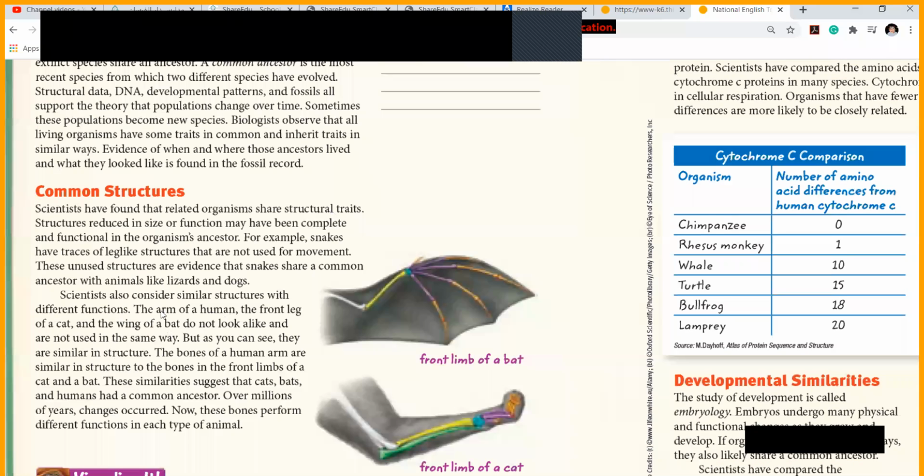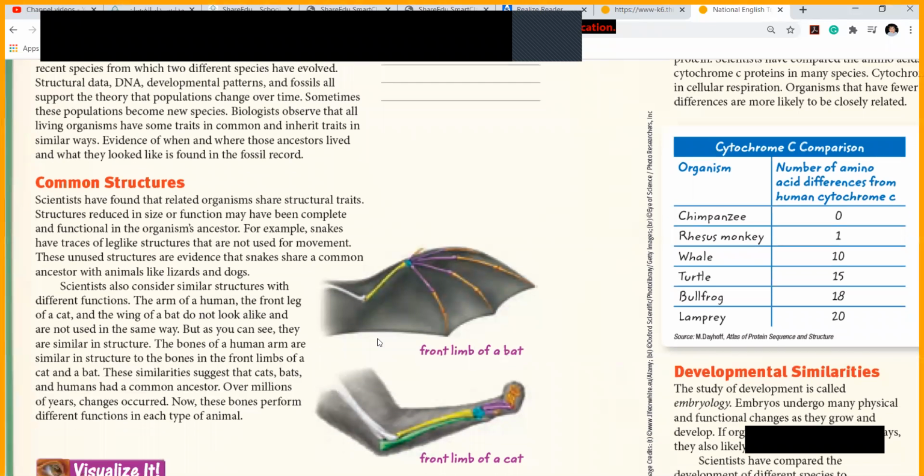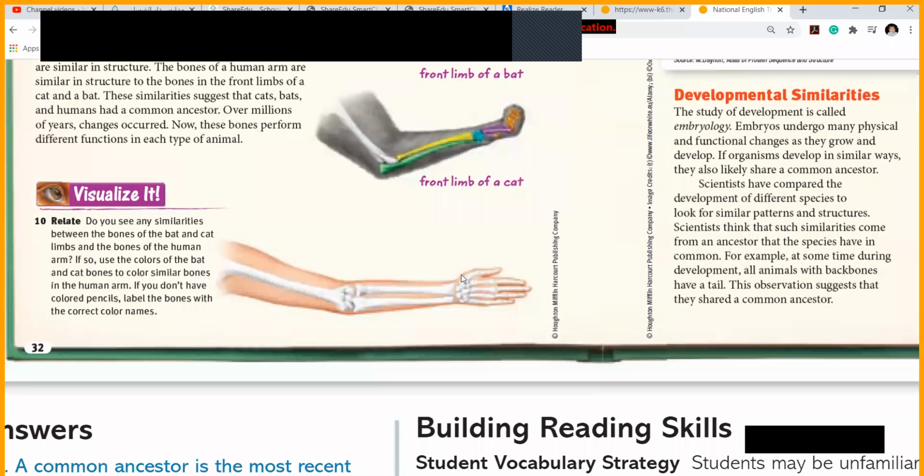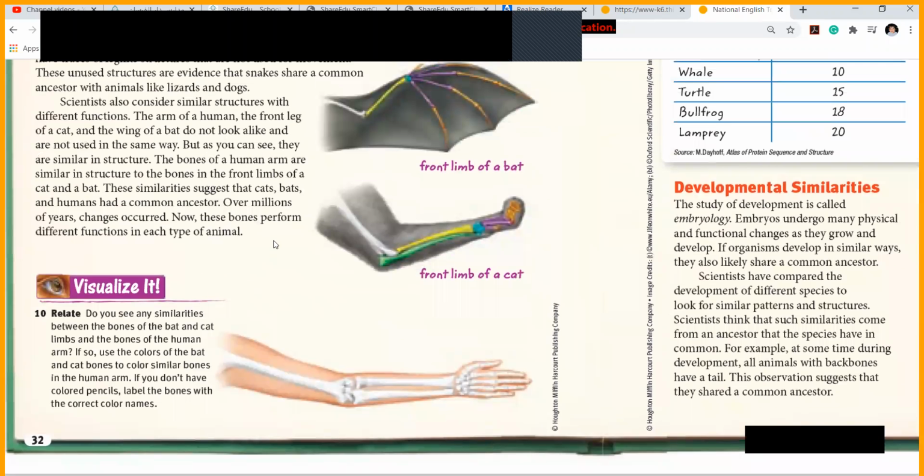Scientists also consider similar structures with different functions. The arm of a human, the front leg of a cat, and the wing of a bat do not look alike, and they're not used in the same way. But as you can see, they are similar in the structure. Don't you see the structure is a little bit similar? This part, and this part, they are similar. If you take the bat and put it in that shape, it will be like the cat.